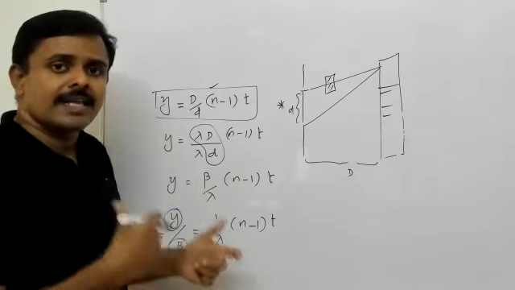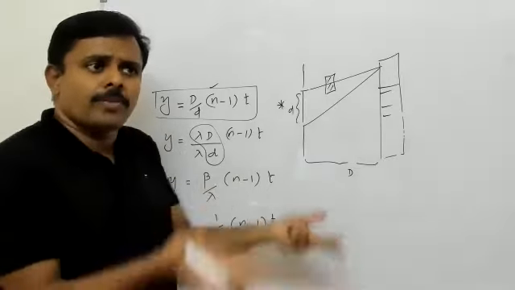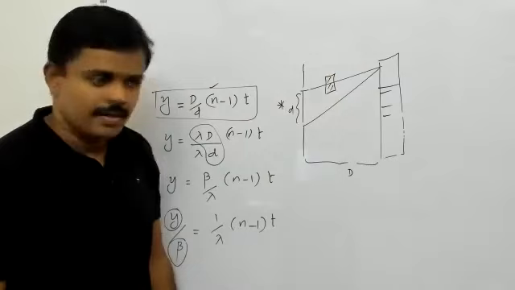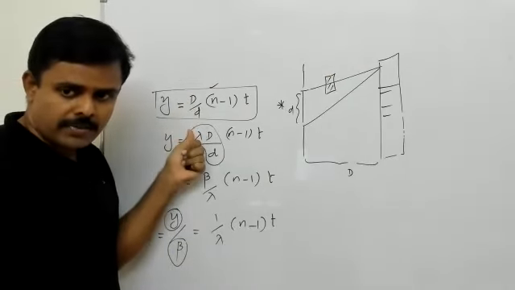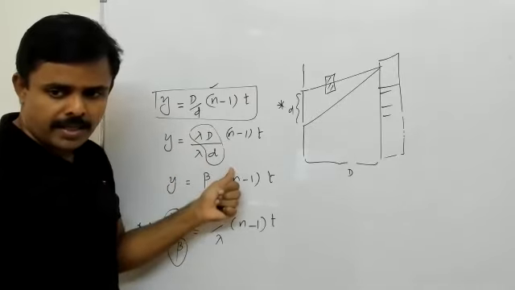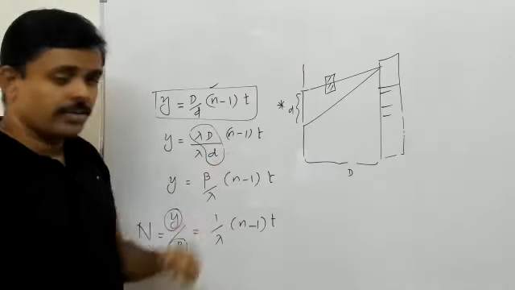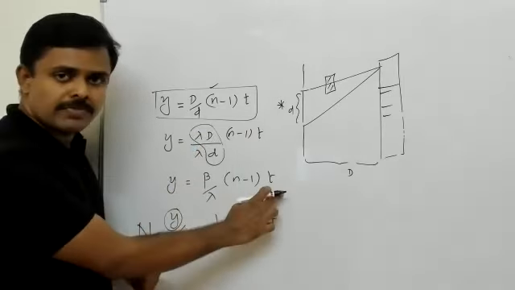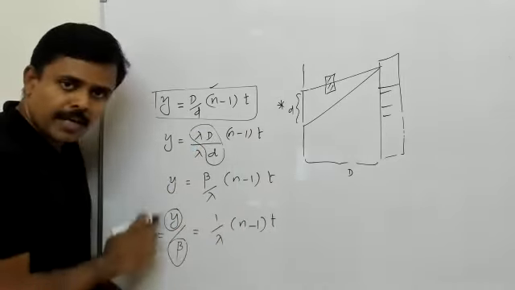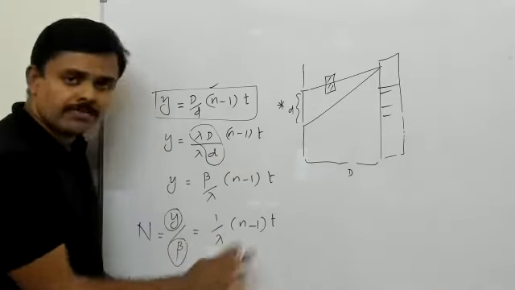But in some cases, they can give it in terms of number of fringes. By how many fringes has the system shifted? Right. So what do you do for this? You multiply this with lambda, divide this with lambda. So lambda D by lambda d, into (n minus 1) into t. What is lambda D by d? That is beta. Beta by lambda into (n minus 1) into t. I take beta over to the left side. Y by beta is 1 by lambda into (n minus 1) into t.